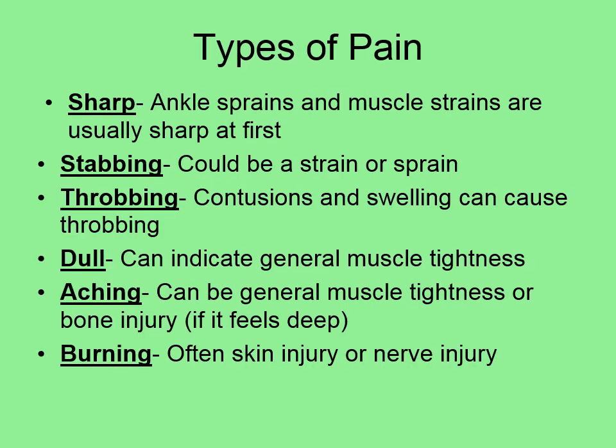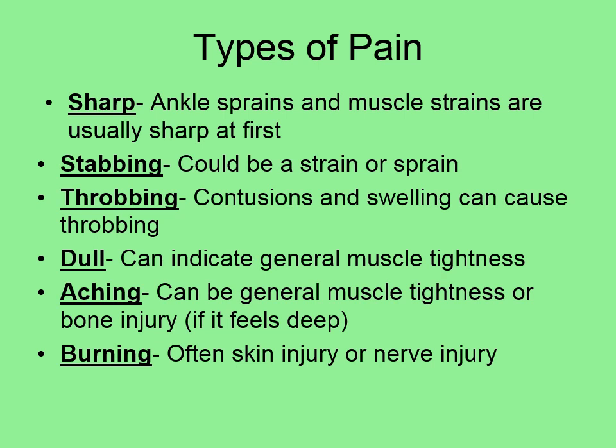There are also different types of pain. Pain can be sharp, stabbing, throbbing, dull, achy, and burning. There could be other ways people might describe their pain as well, but some examples of injuries that could go along with these kinds of descriptions would be an ankle sprain or a muscle strain would usually be sharp at first. Stabbing pain could be a way that somebody would describe a strain or a sprain. People also often feel throbbing with a contusion or swelling.